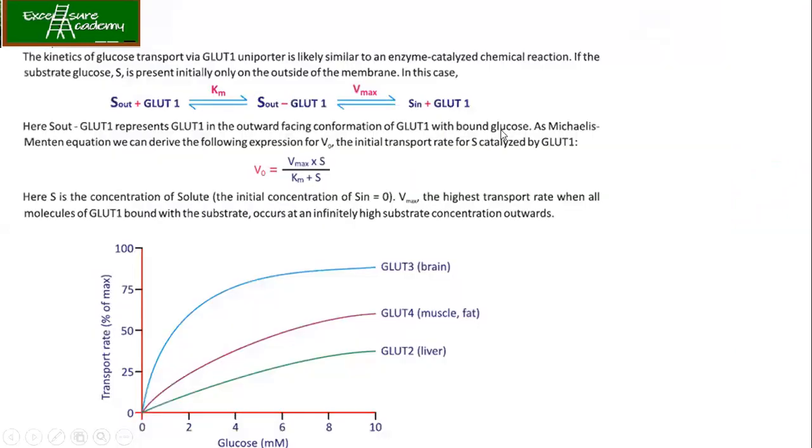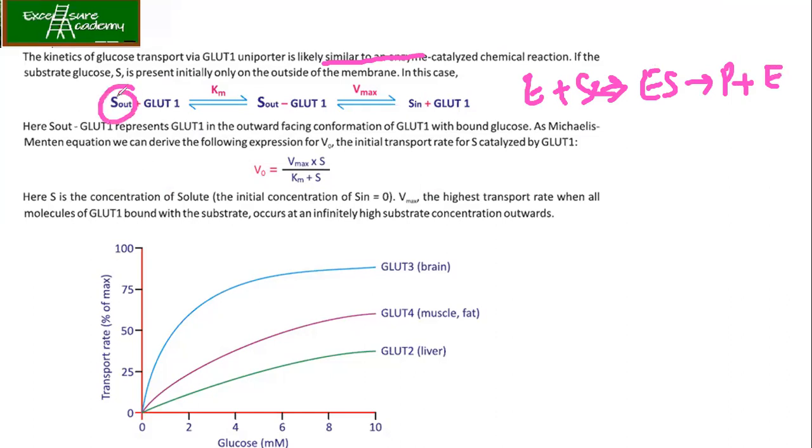Okay, so let's talk about the kinetics over here. The kinetics of glucose with the help of GLUT1 that we are talking about here is similar to enzyme catalysis. We know that enzyme plus substrate forms the ES complex, and finally we get product plus the enzyme. In the same way, we have the solute outside, the solute-GLUT1 complex, and then the solute is taken inside and your transporter is free. So the same kinetics as we have studied in the Michaelis-Menten equation.